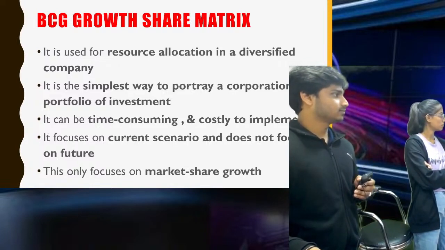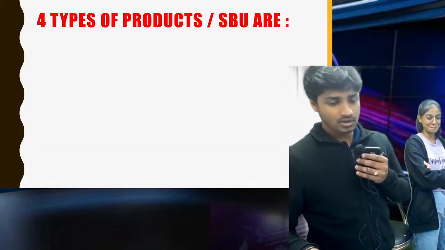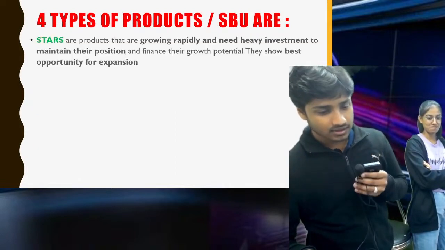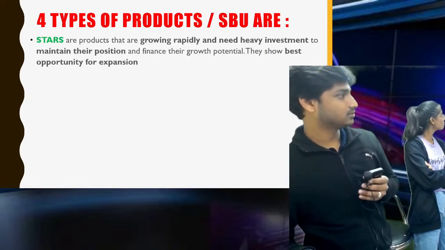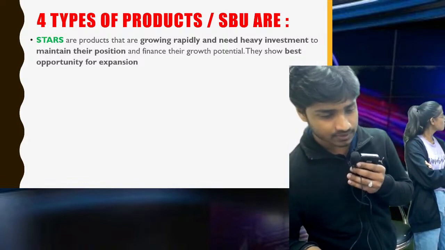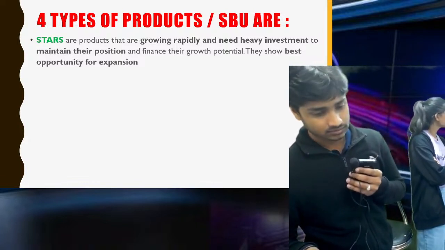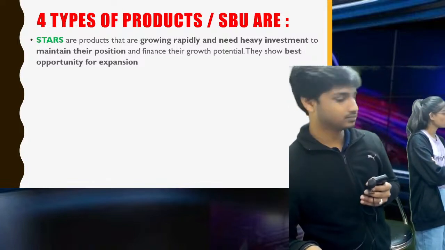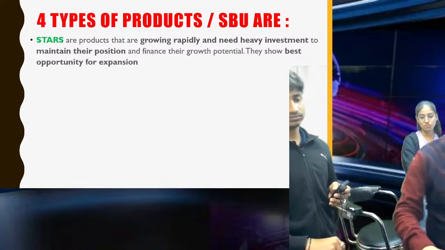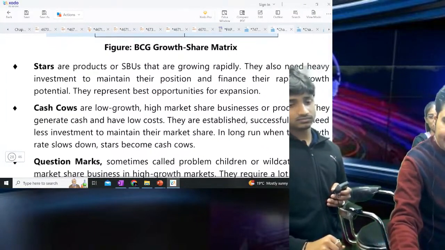Understood? Continue. If you're tired, then give it to her. Otherwise, read. Four types of products, four SBUs. Very good. Start. Stars are the products that are growing rapidly and need heavy investment to maintain their position. Underline: they are growing rapidly and need a lot of investment. We'll write in the book only.